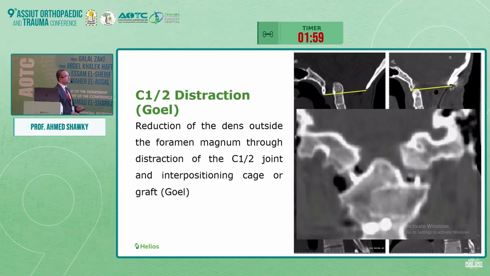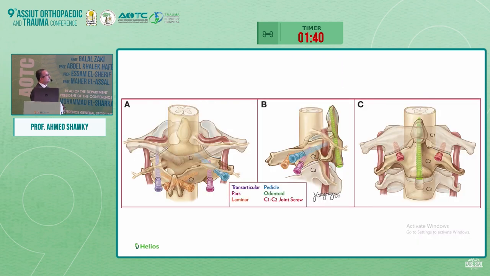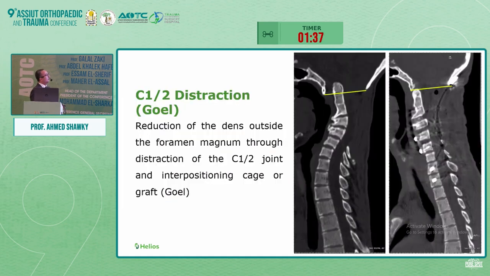And this is what Professor Assem Sharif just mentioned. We put 2 cages between C1, or at least the assimilated C1, and C2. We used the small cervical cages standardly used for ACDF. And you can see we could achieve very good reduction of the dens outside the foramen magnum without foraminotomy of the foramen magnum.